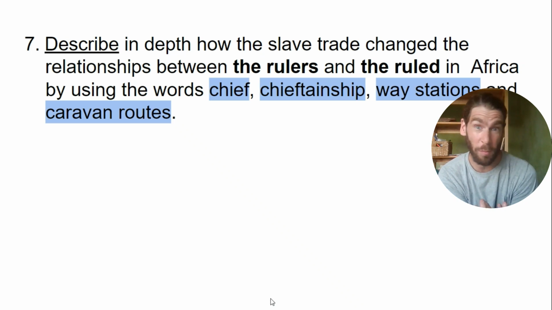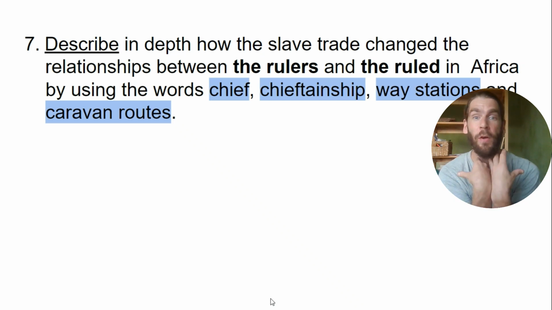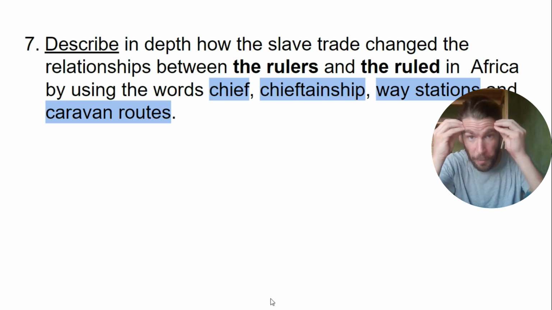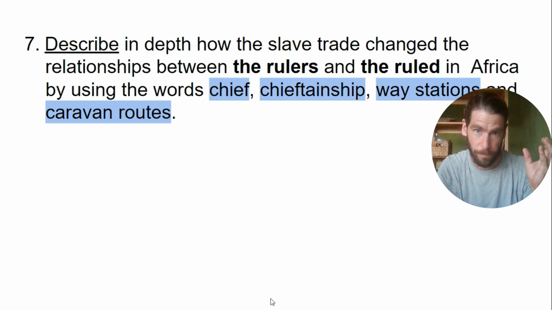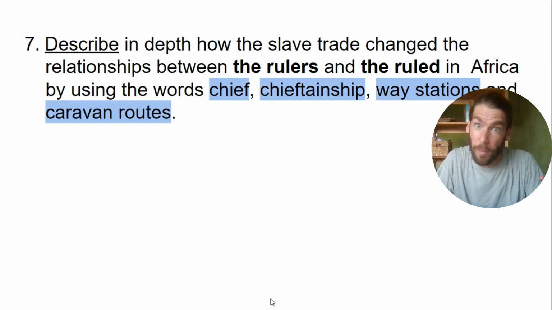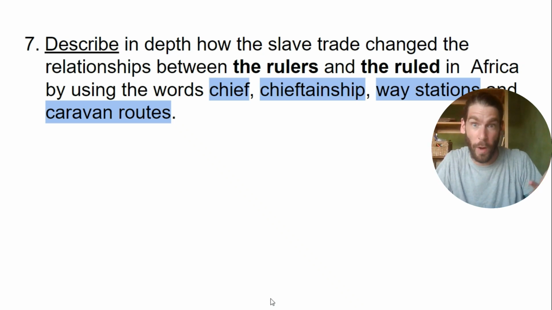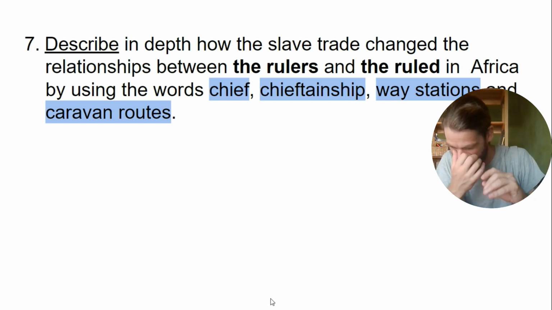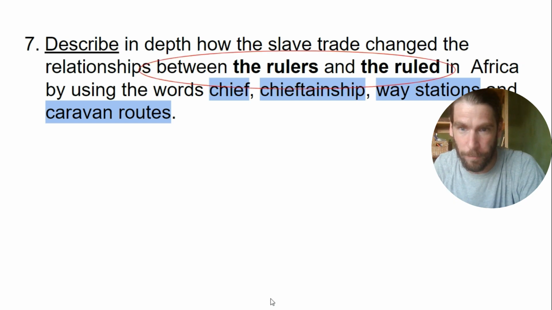Because if you don't know what they mean, you're just writing down what you learned by heart for the exam, and it's no use. Really try to approach these words like: what do they mean? How can I use them in an answer? Why are they important for the slave trade and for Africa? Yeah? Let's look at the question some more.